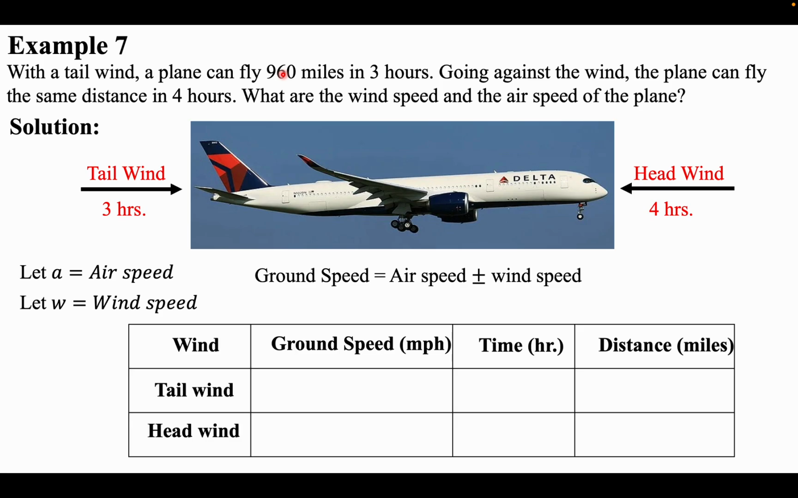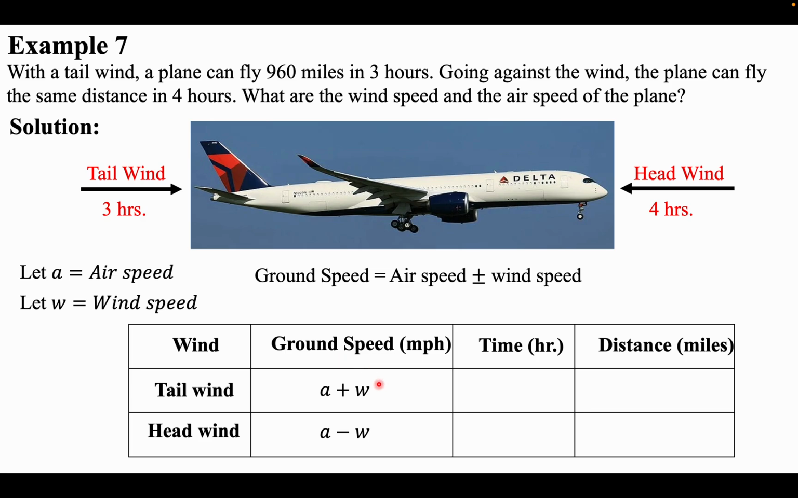Okay, let's look at the table here. If it's a tailwind, the ground speed or the rate is going to be the airplane plus the wind speed, right? Because it's coming from the tail end, it's pushing the airplane, so the speed should be increasing. If it's a headwind, it's going to be a subtraction, A minus W, because the wind is pushing the airplane backwards.